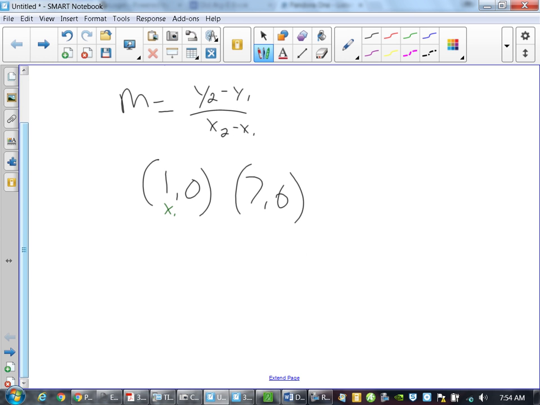Here's your first x, first y, second x, and second y. And then fill in the blanks. That's it. It is a 6. So it's 6 minus nothing is 7 minus 1.